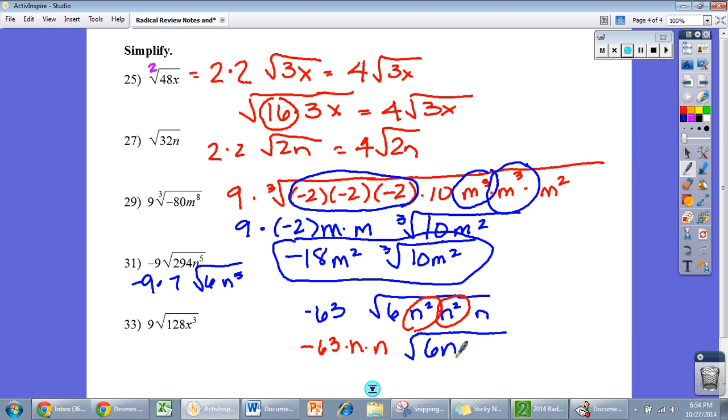And what's left is 6n. So my final answer is negative 63 n squared, square root of 6n. And that would be my final answer.